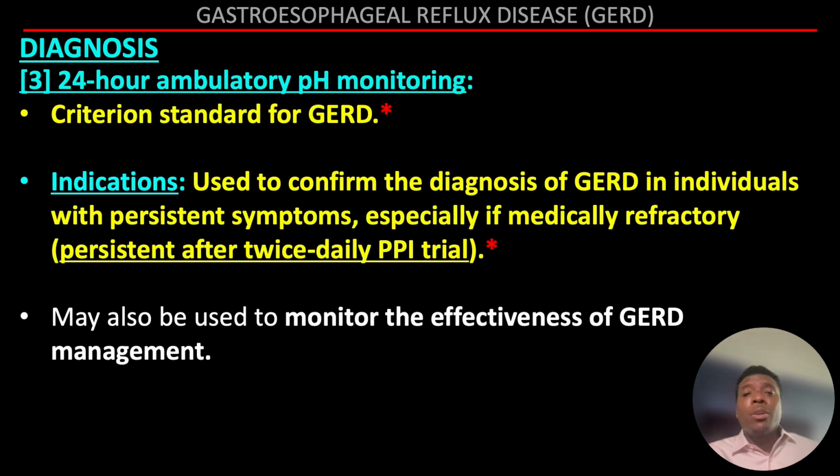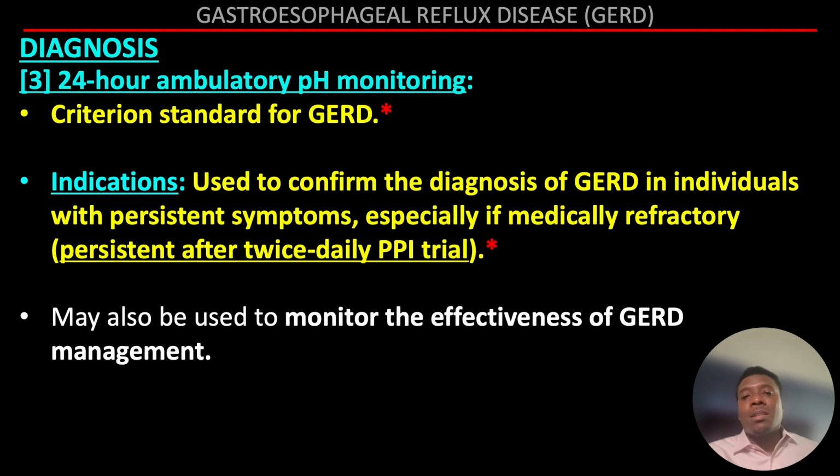The criterion standard, or gold standard, test to make the diagnosis of GERD is a 24-hour ambulatory pH monitoring. They put in a probe, and within 24 hours, they measure how many times the pH drops due to acid coming up. Remember that GERD is acid has to come up. I can have a lower esophageal pressure without acid coming up. And so by measuring the pH, I measure how many times the acid actually refluxes into the esophagus.